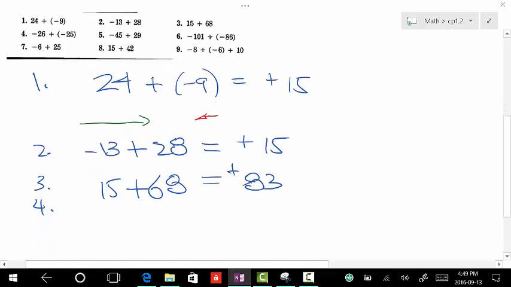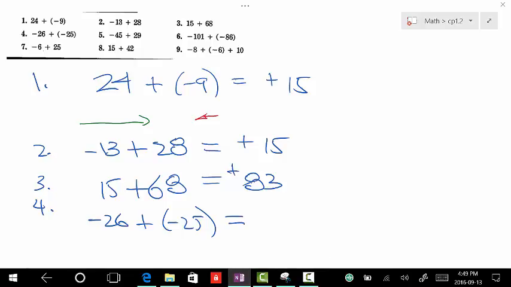What about number 4? Negative 26 plus negative 25. Well, in this case, both of these numbers are negative. Both of the arrows are going off in the negative direction. So you add the two negative numbers together and you get negative 51.